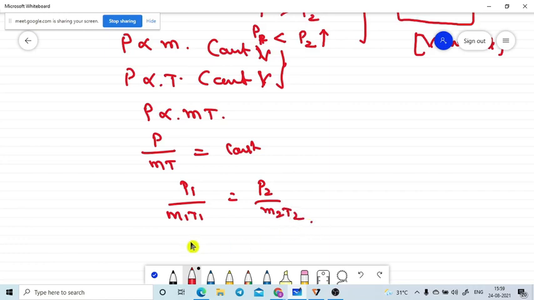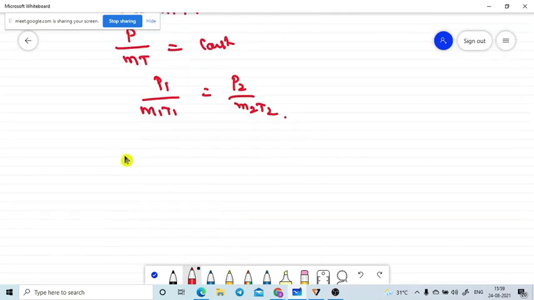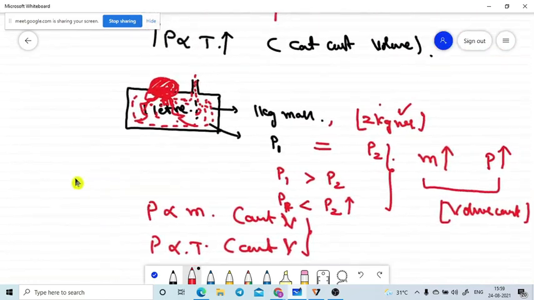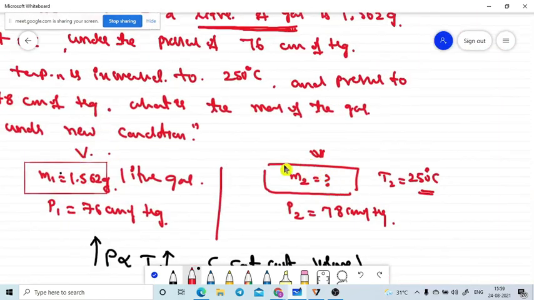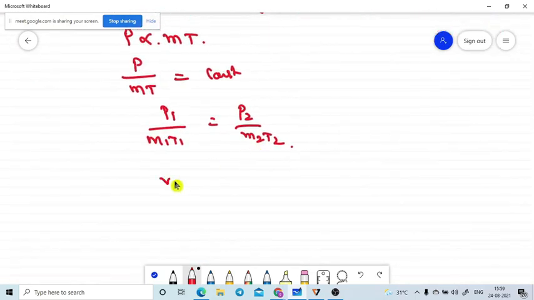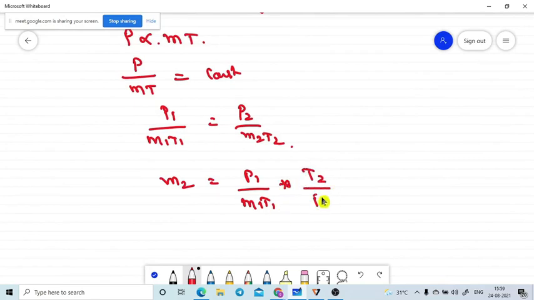Yes, sir. So what are they asking? Let me go to the problem. They are asking for M2. M2 means just change the formula in terms of M2. So M2 is equal to P1 by M1 T1 into T2 divided by P2. Is it?